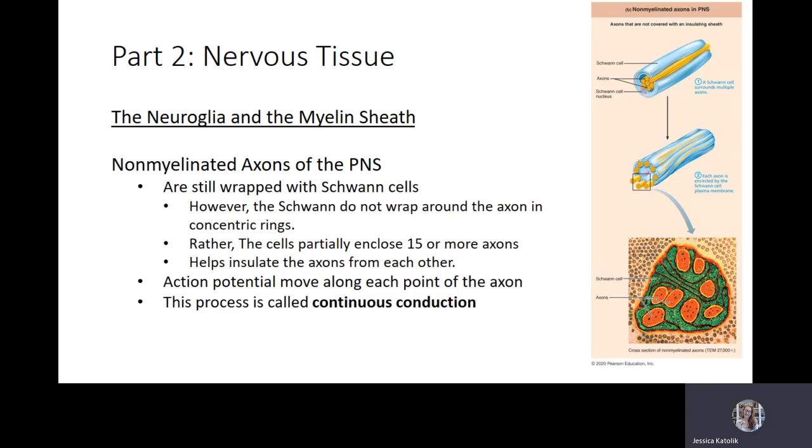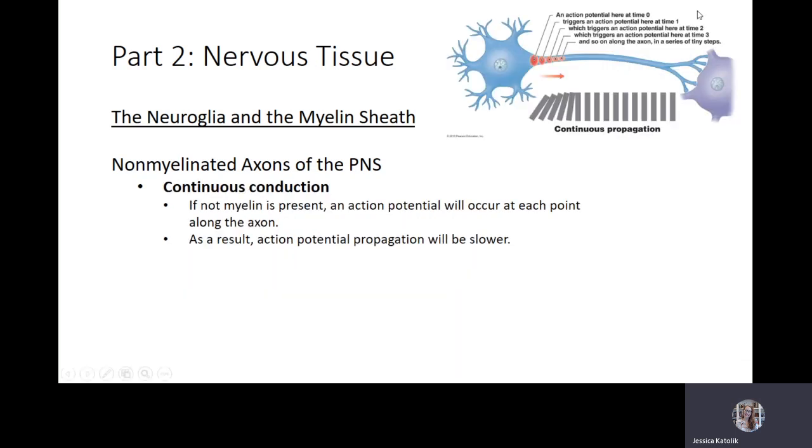These types of axons that are not myelinated are going to use continuous conduction or continuous propagation for the action potential, and this process is going to be slower as a result. In continuous propagation, the action potential will have to occur at each and every single point along the axon, and because it does this, it's going to be much, much slower.